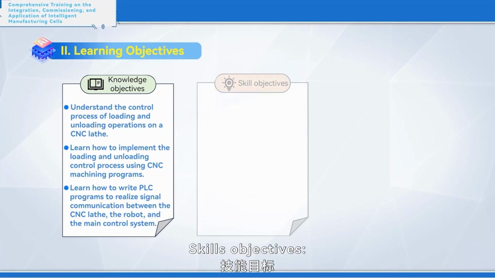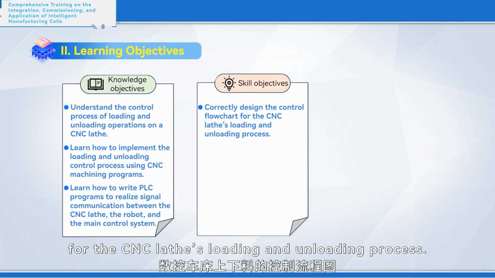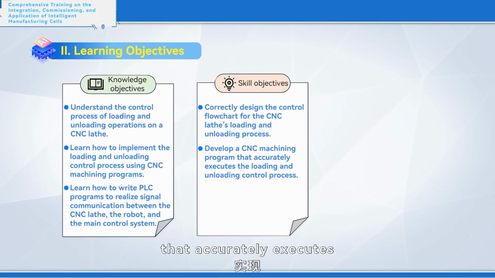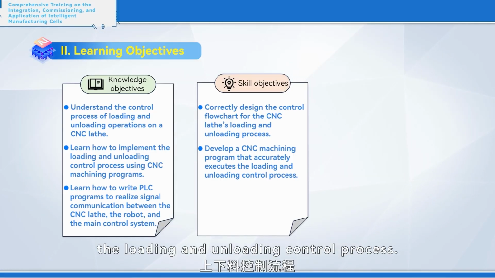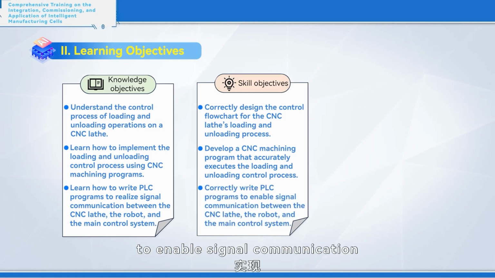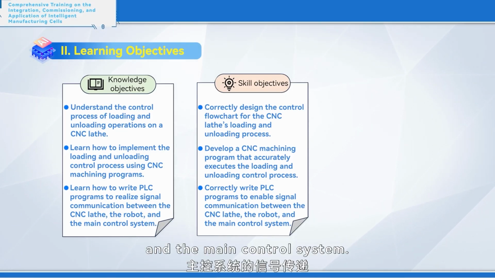Skills objectives. Correctly design the control flowchart for the CNC lathe's loading and unloading process. Develop a CNC machining program that accurately executes the loading and unloading control process. Correctly write PLC programs to enable signal communication between the CNC lathe, the robot, and the main control system.